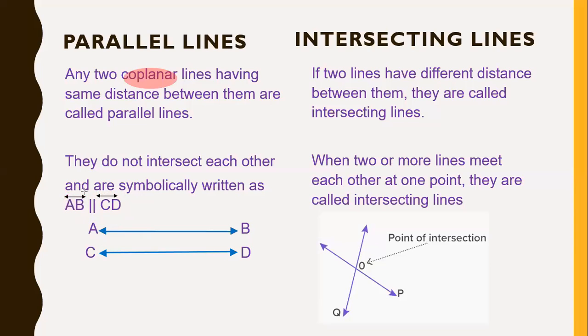Is it clear? Here, this symbol is used for parallel lines. How can I read that? Straight line AB is parallel to CD. Okay? A straight line AB is parallel to straight line CD. Clear, everybody? Now, how can you define parallel lines and intersecting lines?